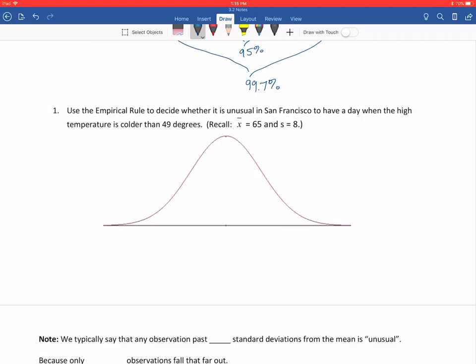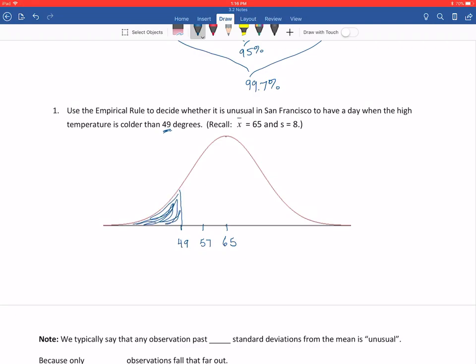Okay, let's use this rule to decide whether it's unusual in San Francisco to have a day when the high temperature is colder than 49 degrees. And we have to recall from our prior section that the mean is 65, and the standard deviation is 8. So why don't we work our way backwards, because 49 is a colder temperature. If we go backwards 1 standard deviation, if we subtract 8, we would be at 57. So it's definitely past 1 standard deviation out. If we subtract 8 again from that, we would be back at 49.